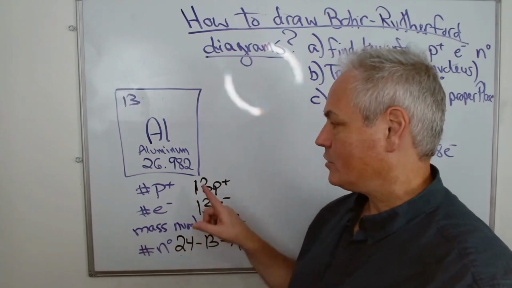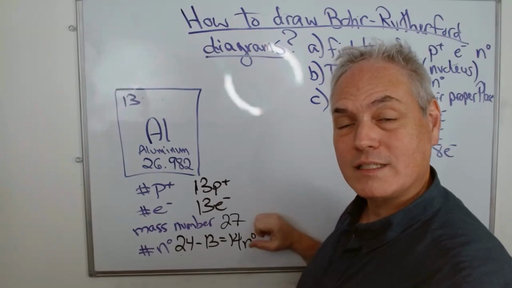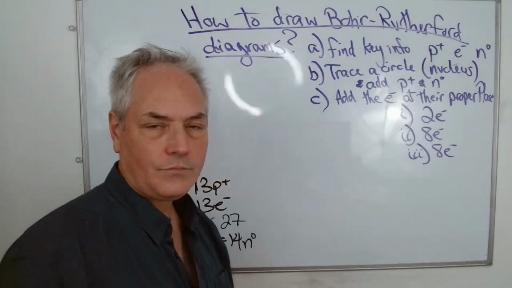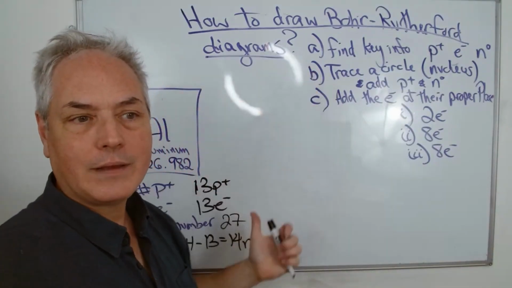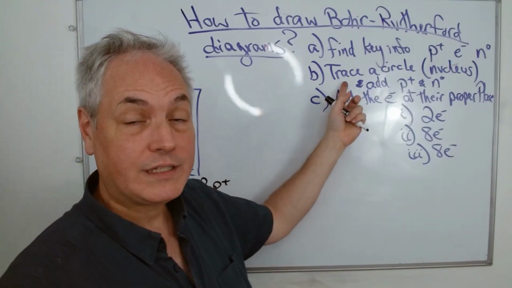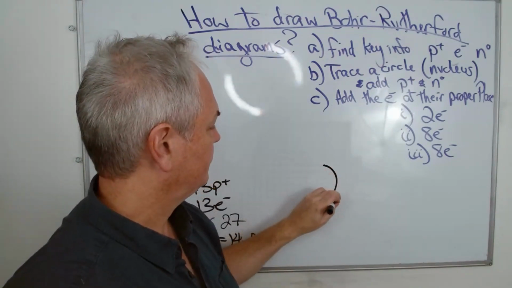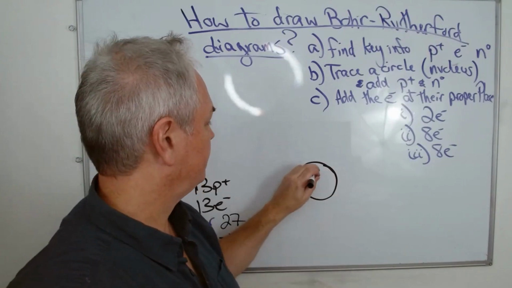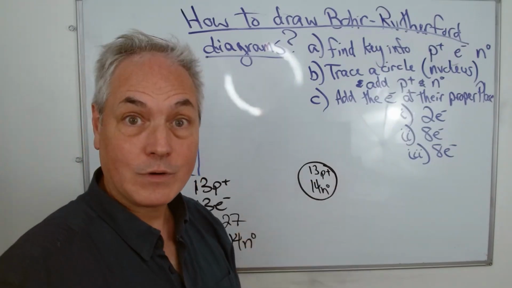So from this key information, we know that there are 13 protons and 14 neutrons in the nucleus, and I have 13 electrons to play with. Let's see what we're going to do. When I want to put together the Bohr-Rutherford diagram, first thing I need is the key information, which I have right now. Second, I'm going to trace the circle to represent the nucleus and put the available information. So I know I have 13 protons and 14 neutrons. So very good, we're halfway there already.